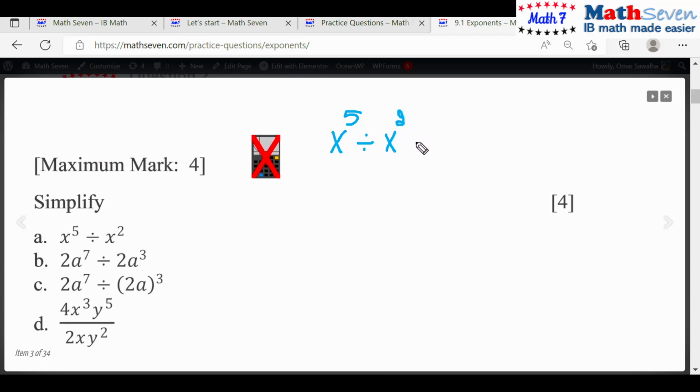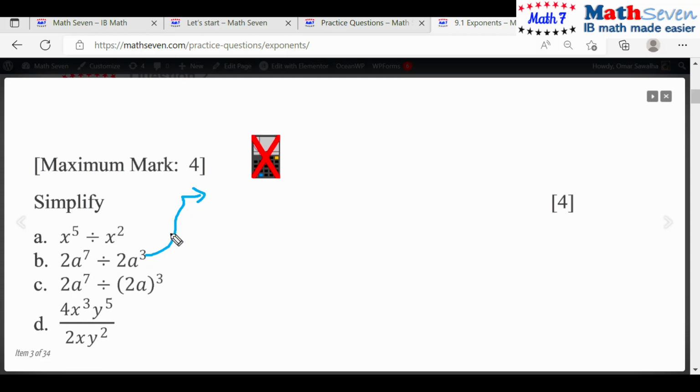Now, since you have the same base, which is x, you can write it as x to the power of 5 minus 2, which is x to the power of 3. That's how it works: when you divide exponents, you subtract. So division, subtraction, multiplication, addition. That simple. Let's see the second part.